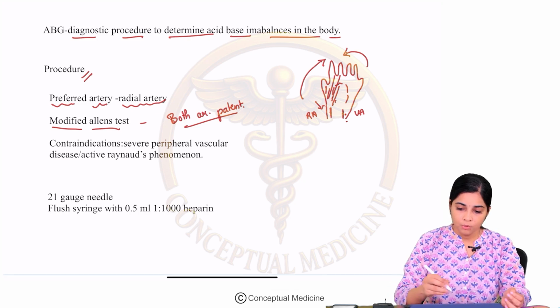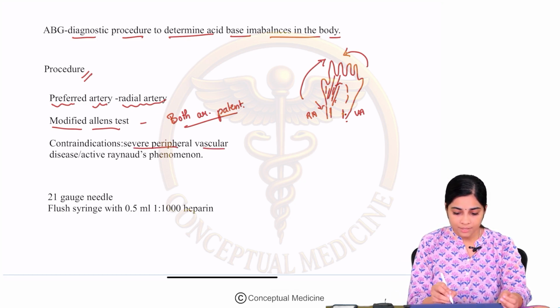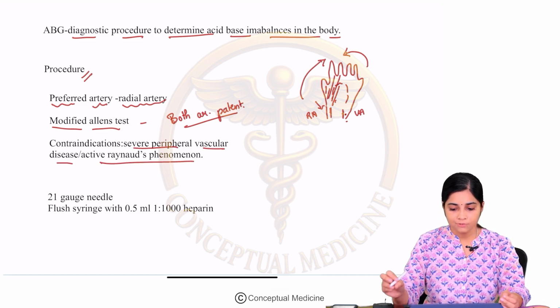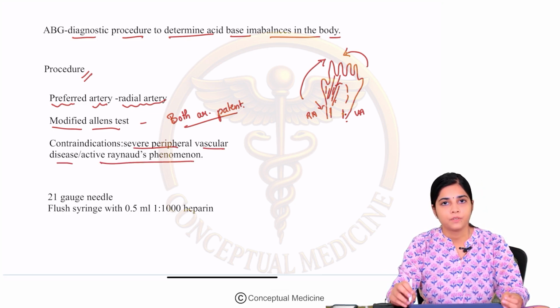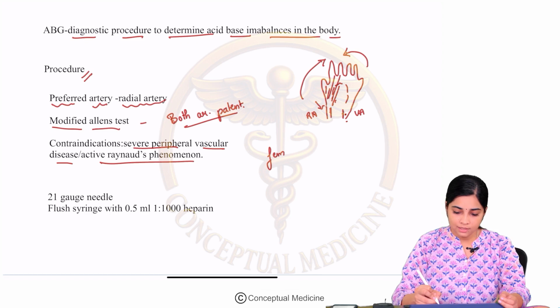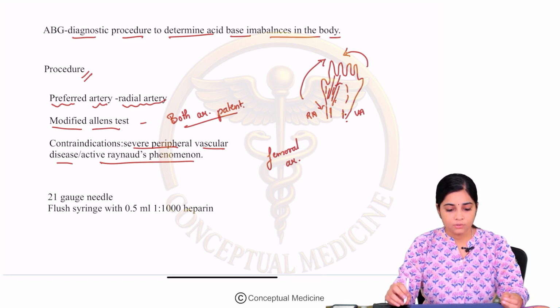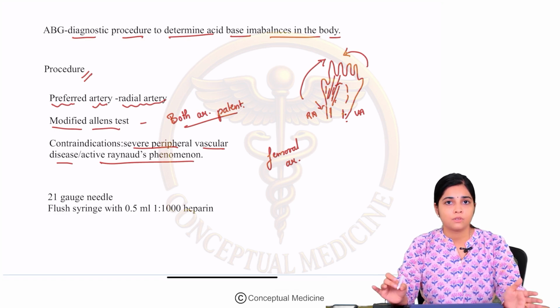So what are the contraindications to an ABG analysis? Severe peripheral vascular disease or the presence of active Raynaud's phenomenon is an absolute contraindication to an ABG analysis from the radial artery. But you can use certain other arteries, including your femoral artery, but the preferred one is your radial artery.